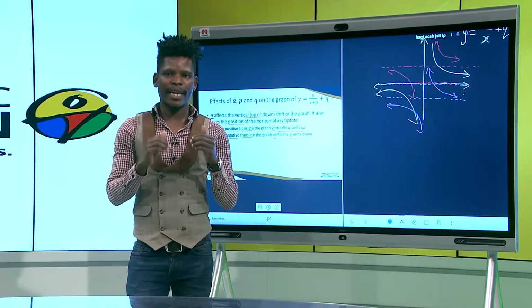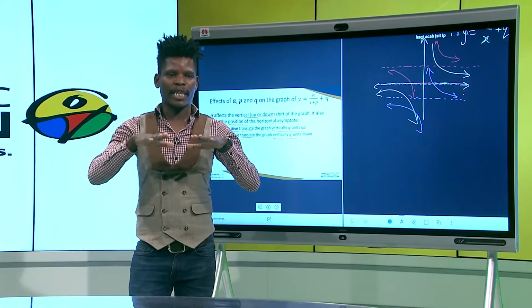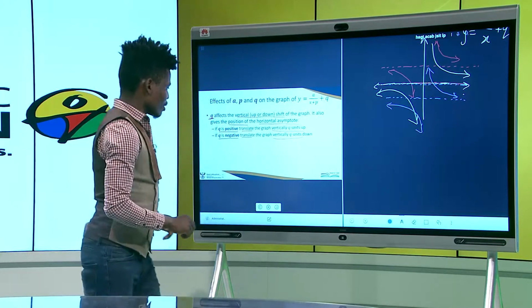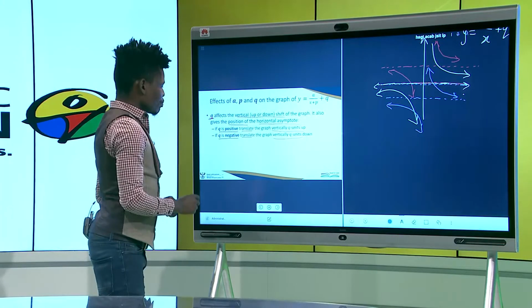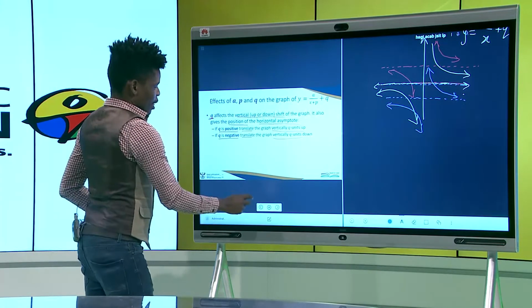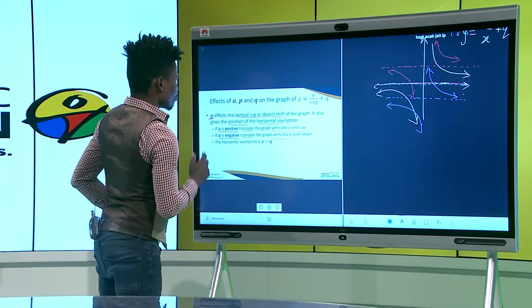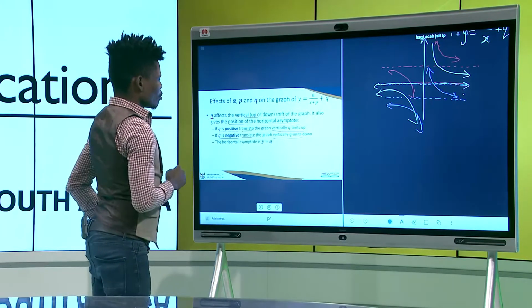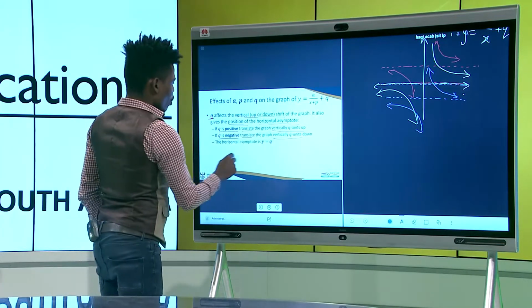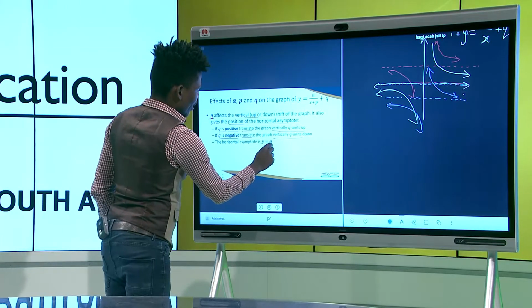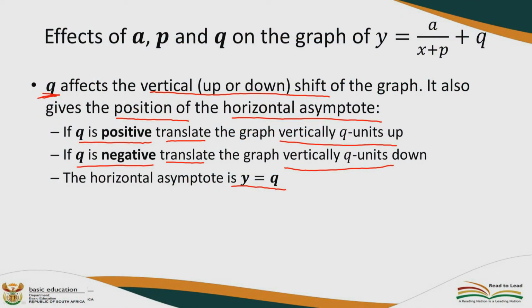Now if Q is negative, your graph must be shifted Q units downwards. All right, so also, we said that Q will give us the position of the horizontal asymptote. And the equation of the horizontal asymptote is given by y equal Q. So if we know the value of Q, we can just say y equal that particular value of Q will give us the equation of the horizontal asymptote.